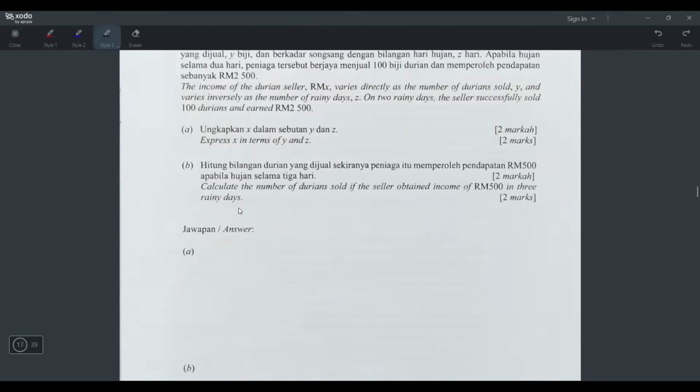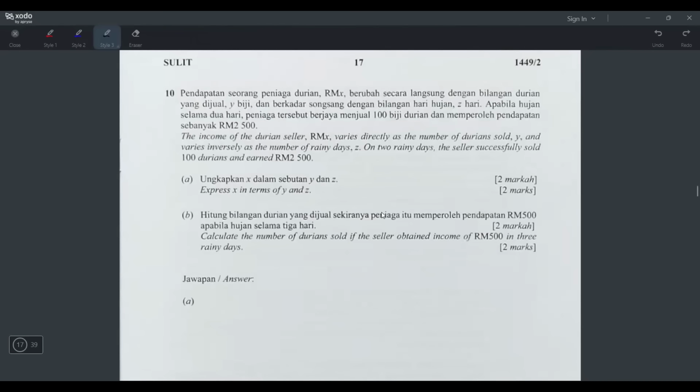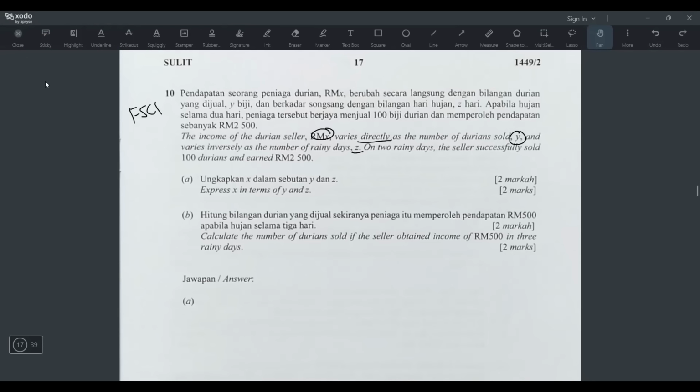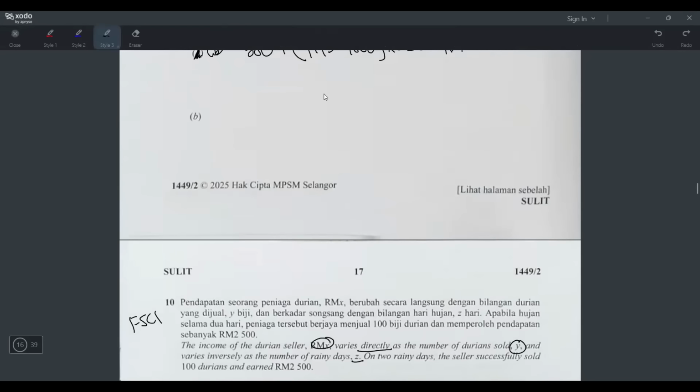Okay, number 10, what chapter? Variation from Form 5, Chapter 1. Let's read the question. The income of durian seller X varies directly as the number of durians sold Y and varies inversely as the number of rainy days Z. So this is definitely a variation question. And in variation, we always do what? Step number 1 is you write the variation symbol. Step number 2 is you change the variation symbol to equal k. Step 3 is find k.